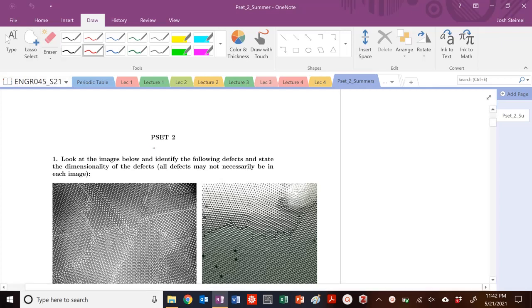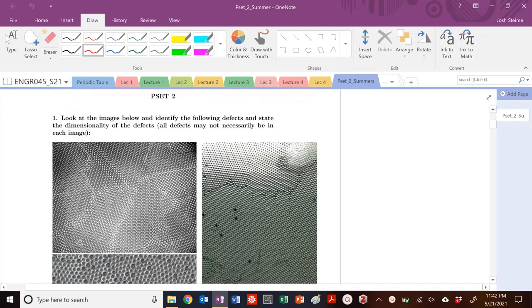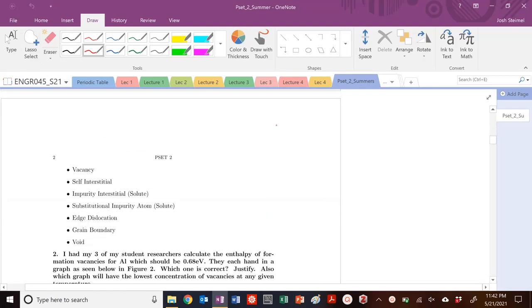Let's look at the images and find the defects below, and state the dimensionality of the defects. Not all defects might be available. We know vacancies are 0D defects, so are self-interstitials, impurity interstitials, and substitutional atoms. Edge dislocations are line defects, so that's a 1D defect, grain boundaries are 2D defects, and voids are 3D defects.